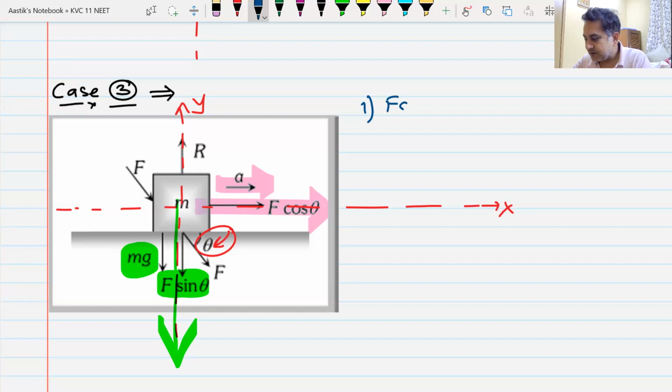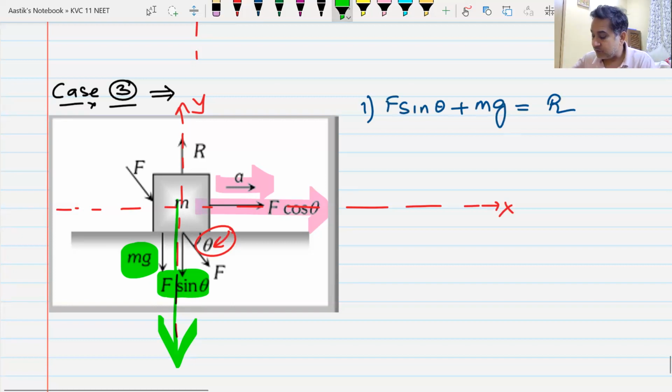No one knows it. F sin theta, which is downwards, plus mg, which is also downwards, is equal to R. R is the only force in the upward direction. Mg and F sin theta both are in the downward direction. So F sin theta plus mg, the downward force, must be equal to R, the upward force.